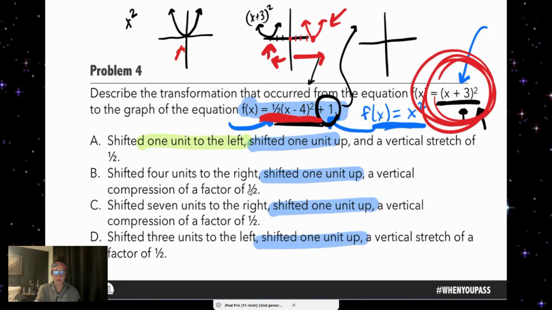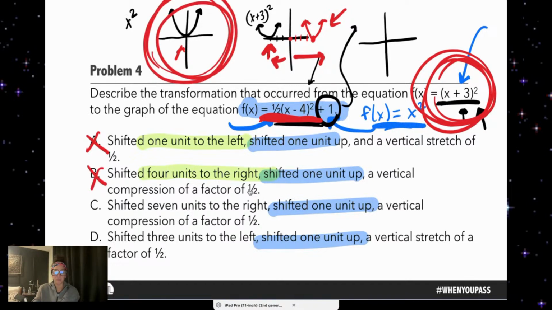1 unit to the left? Nope. 4 units to the right would be the right answer if we were shifting this graph, but we're not. 7 units to the right? Yes. 3 units to the left? Nope. We found our answer. That was an interesting question, wasn't it?